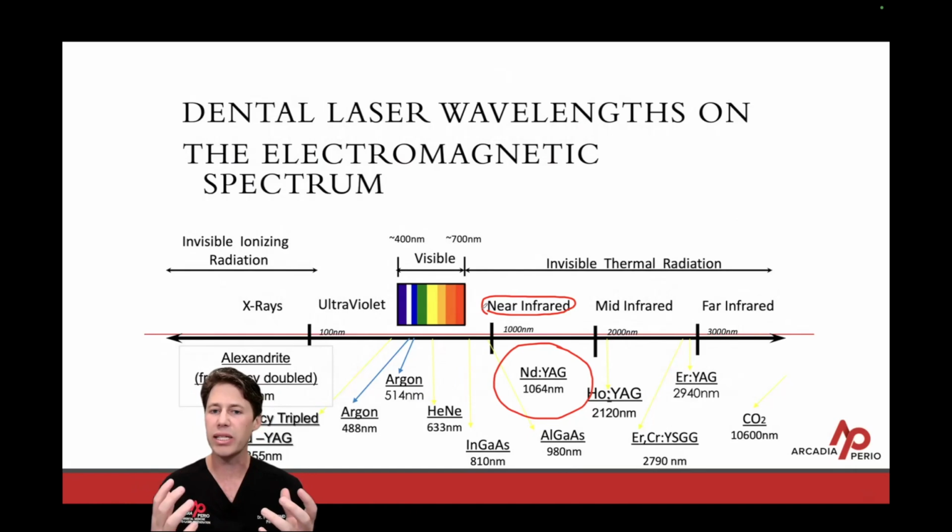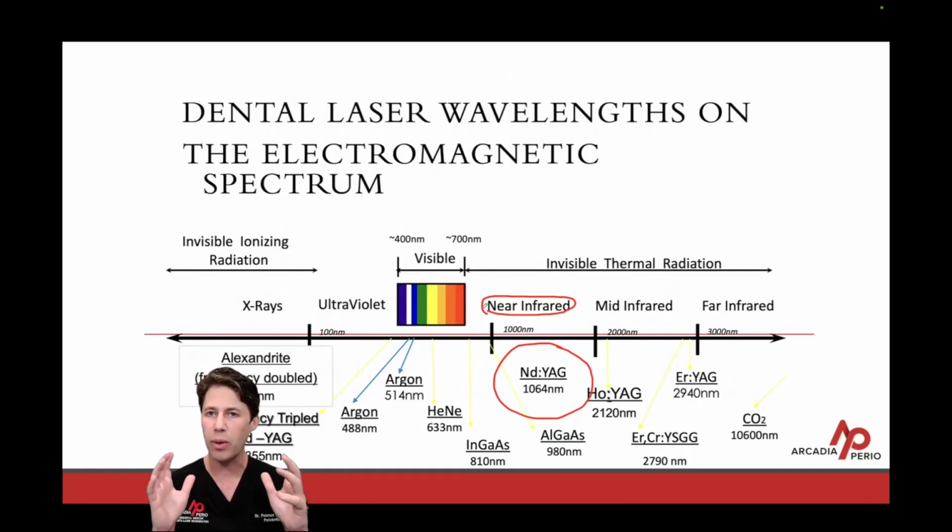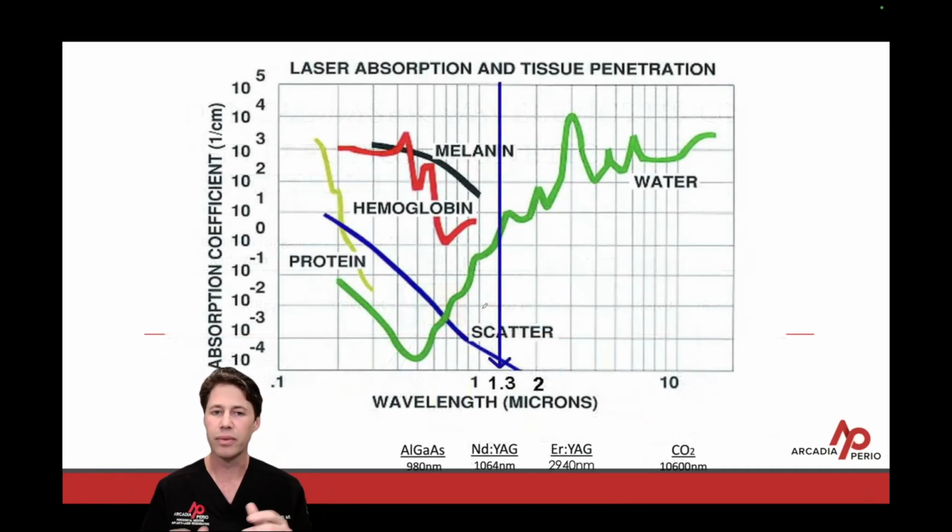This is why this laser wavelength of light works so well to treat periodontal disease. So it's important to understand where we're at in the electromagnetic spectrum. We aren't going to talk about erbiums or CO2s or anything of that nature, even diodes. Not the point of the lecture. I want you to hone in on the near infrared, 1064 wavelength of light.